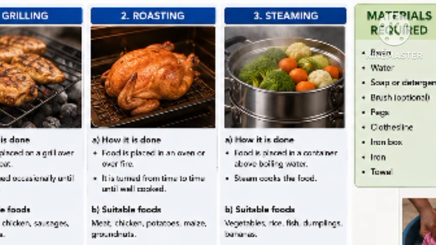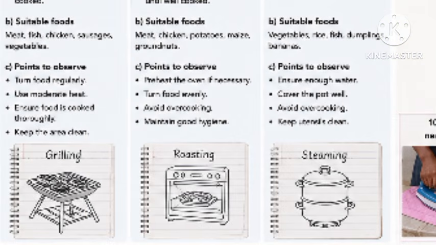The second method is roasting. For roasting, you can say, roasting is cooking food using dry heat in an oven or over fire. Foods suitable for roasting include meat, potatoes, maize, and chicken. Points to observe: turn food evenly, avoid overcooking, and maintain cleanliness.